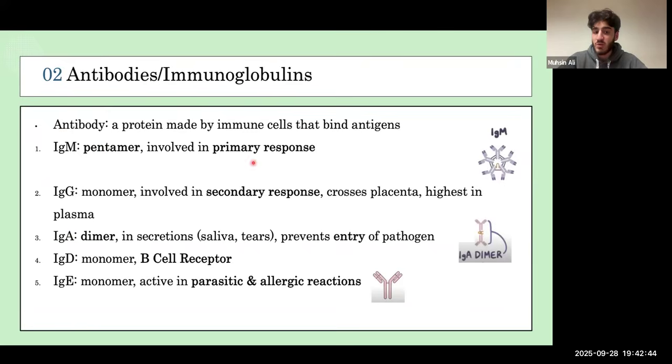IgM is involved in primary response. IgG is involved in secondary response. Remember, mother, grandmother. And then lastly, IgD is membrane bound and your B cell receptor. And then IgE is associated with parasitic infections as well as allergic reactions that were also associated with your eosinophils that are part of your non-phagocytic cells in the innate immunity. Is this all clear?